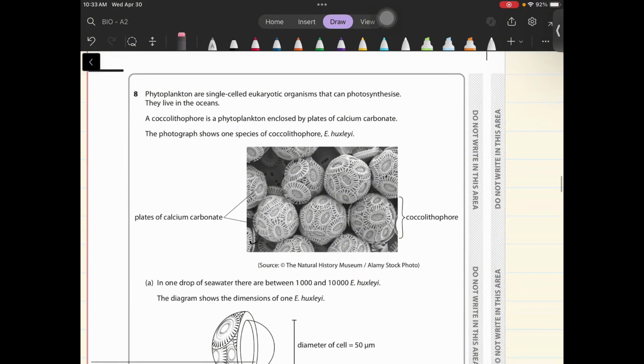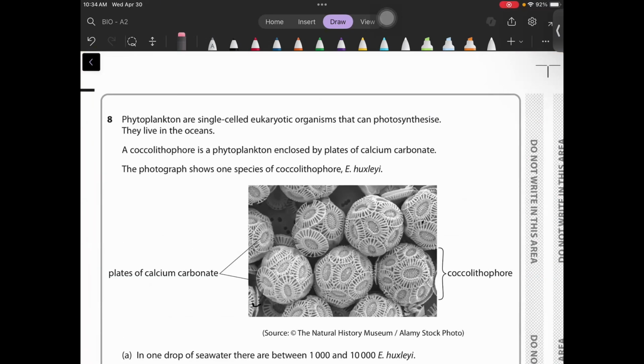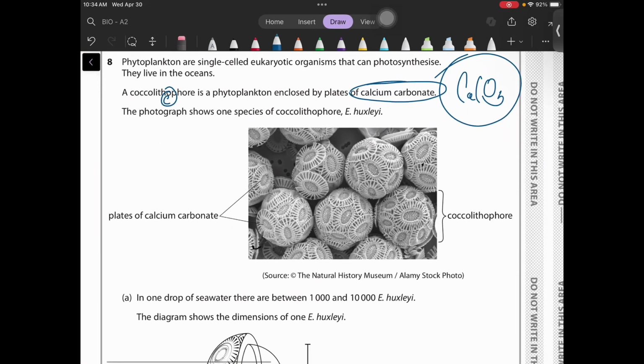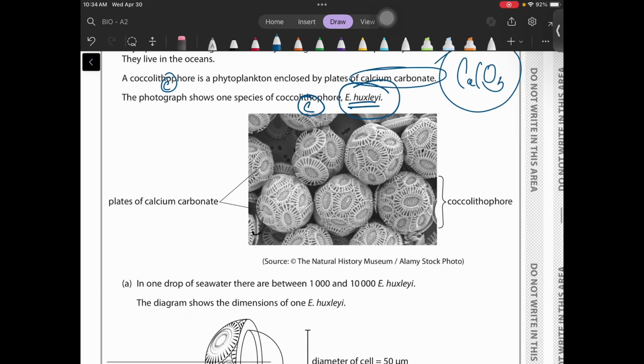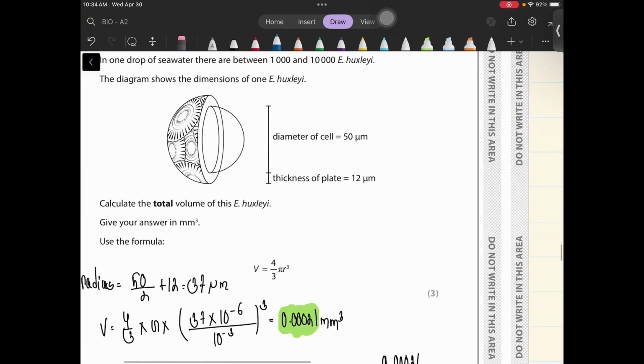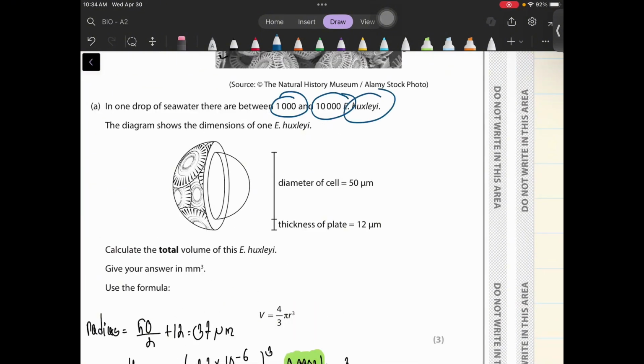Phytoplankton are single-celled eukaryotic organisms that can photosynthesize and they live in the oceans. Coccolithophore, I will call this C, is a phytoplankton enclosed by plates of calcium carbonate. The photograph shows one species of C, whose biological name is E. huxleyi. In one drop of seawater, there are between 1,000 and 10,000 E. huxleyi. The diagram shows the dimensions of it.